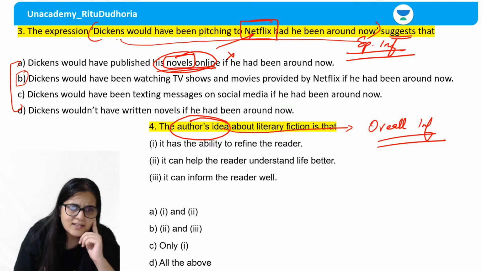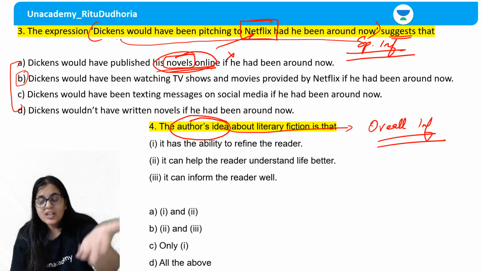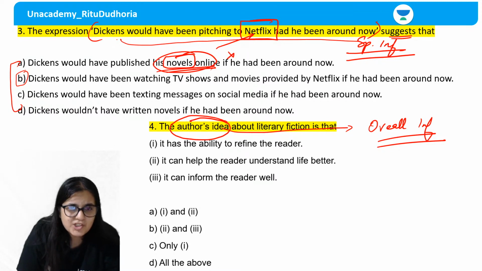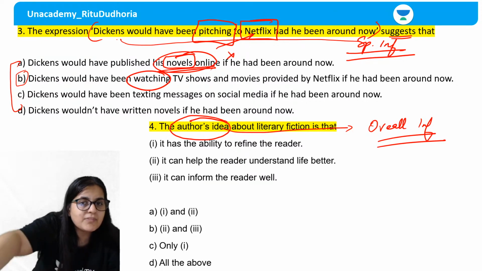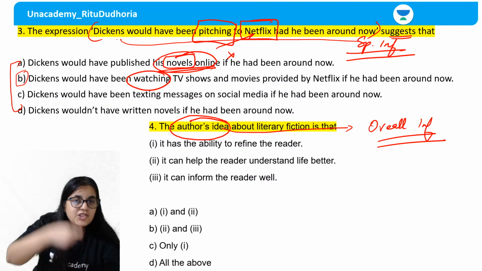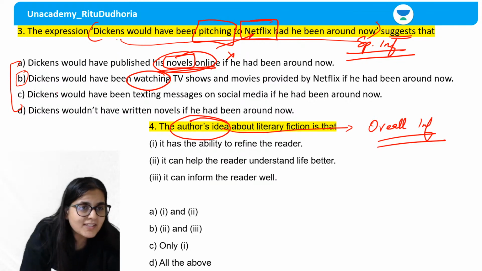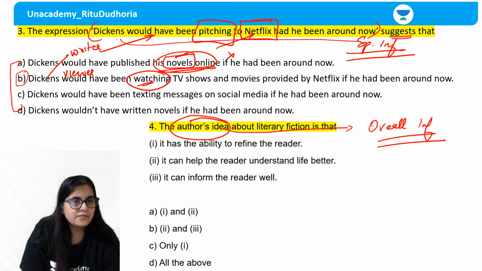How can you go with A, guys? Netflix is not about publishing. अगर आपको passage समझ में नहीं आया वो अलग बात है. जनरल नॉलेज से भी आप ए के साथ नहीं जाओगे ना. Dickens would have been watching TV shows. It's not about watching them. It's about providing stories. You pitch because when you want to sell something that you have got, pitching to Netflix. अरे मेरी story देख लो और इस पे movie बना लो. Dickens is not a viewer, guys. Dickens is a writer. Dickens would be pitching. That means he wants to sell something. How did you go with the word watching?